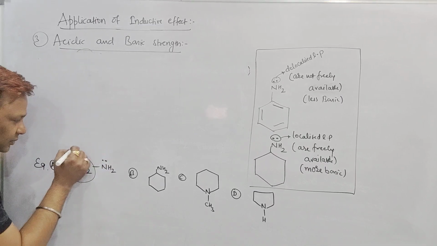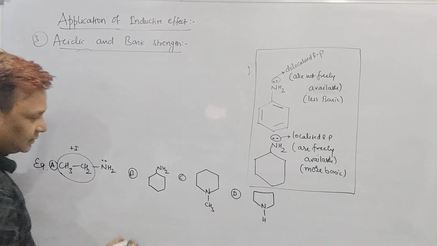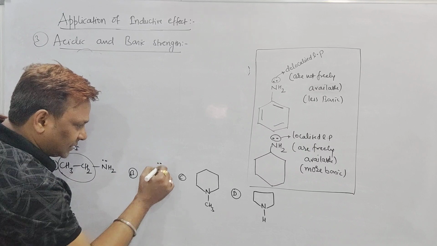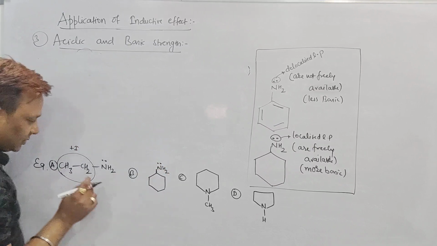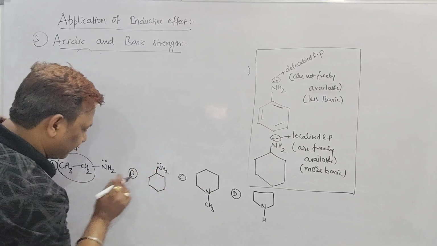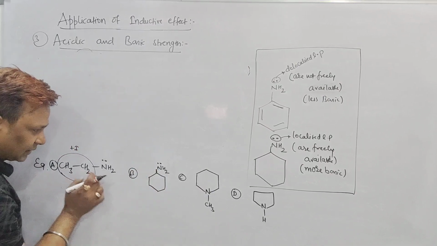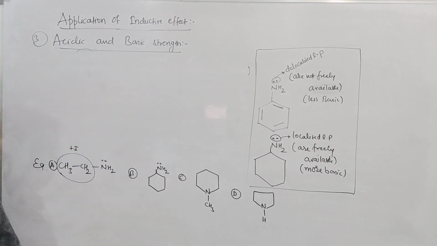Among this A, B, C, D, just I will tell you, it is a plus I group. It increases the basic strength of N. But it is bonded with only one alkyl group. So it is having a 1 plus I, it is also having a 1 plus I. A 1 degree amine with an alkyl group, but a 1 degree amine with a cyclohexane group.